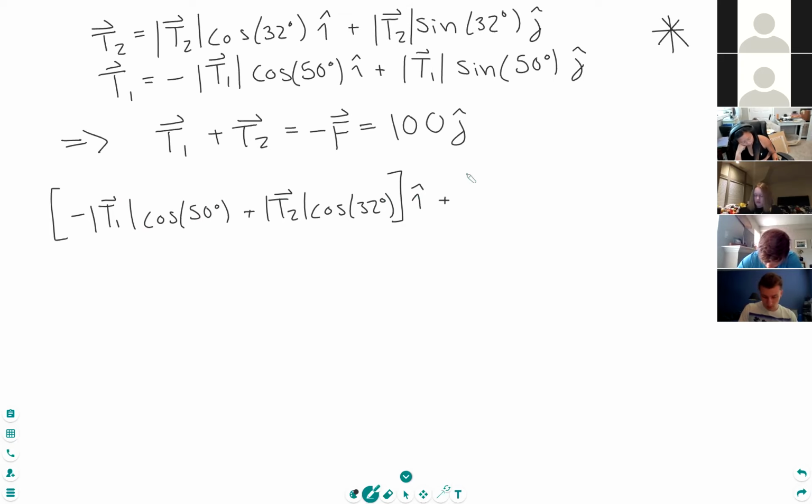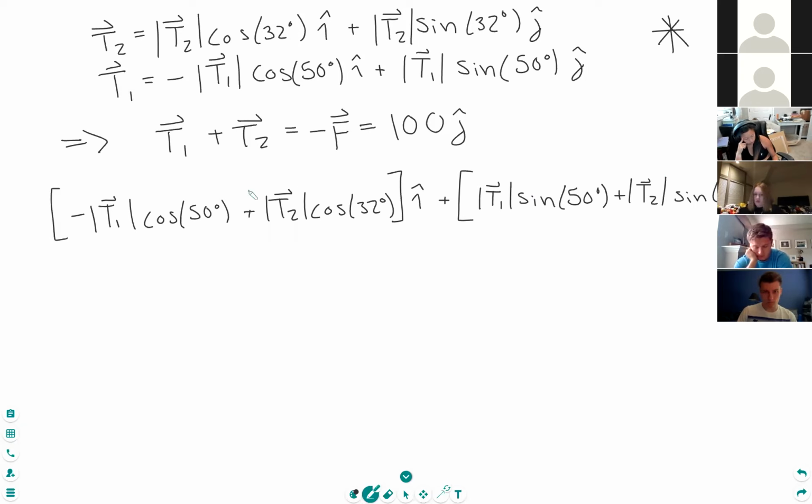Okay, then I'm going to write everything with my j hat. So this is my magnitude of T1 sine of 50 degrees plus the magnitude of T2 sine of 32 degrees j hat. Let's write that hat a little bit nicer. There we go.